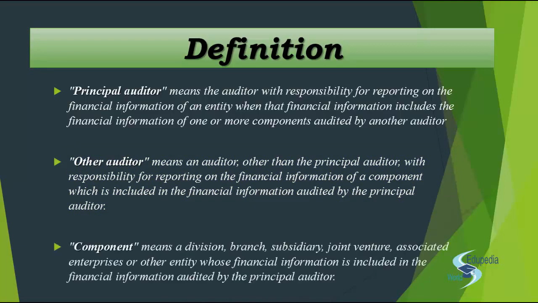And now when we talk about the components, what are the components? The division, branch, subsidiary, joint venture and associates, but only those whose financial information is being considered by the principal auditor. Rest, the immaterial components are not considered as component actually, because their financial information will not be collaborated while preparing the financial statements for the prime entity. Clear with that? So that is what we had covered in the previous lecture.